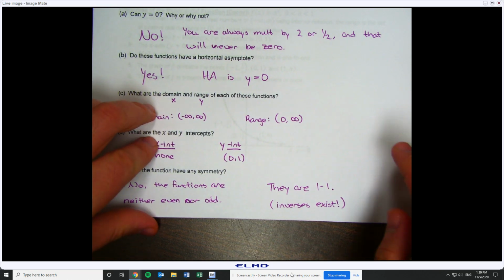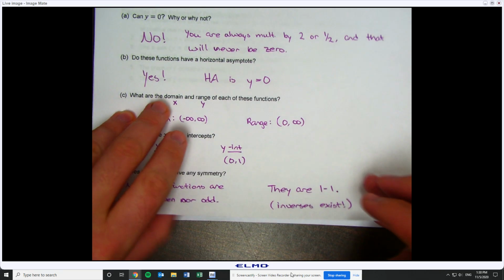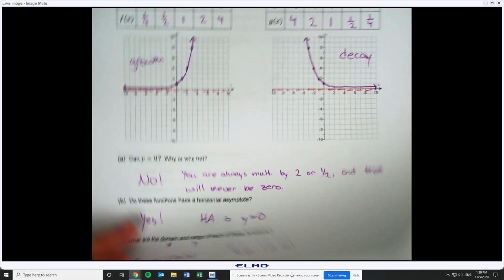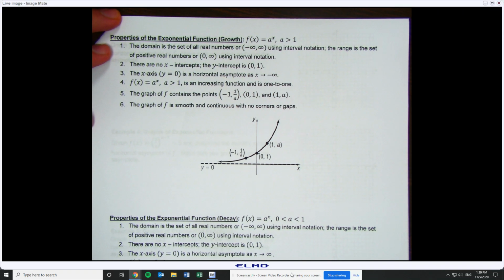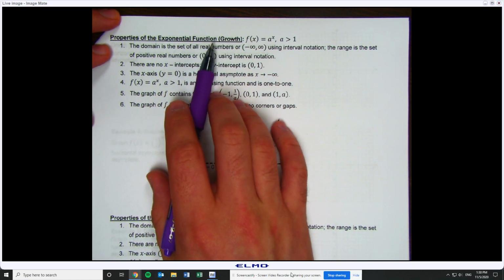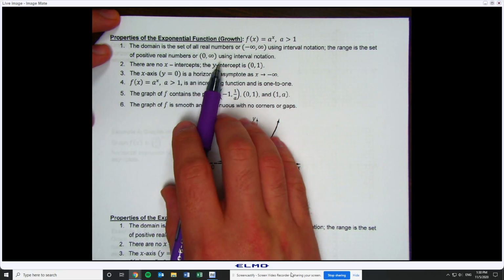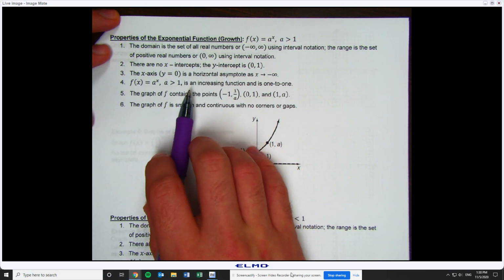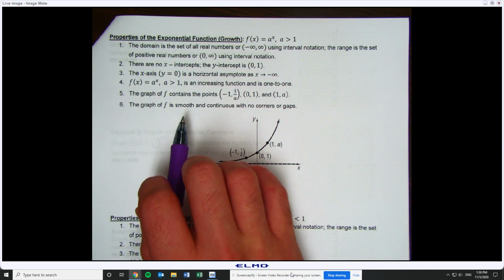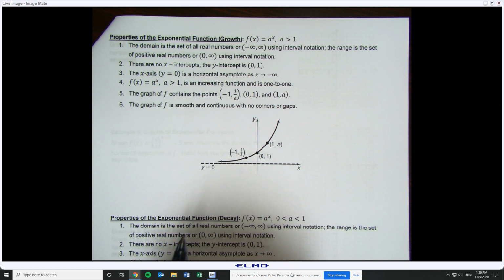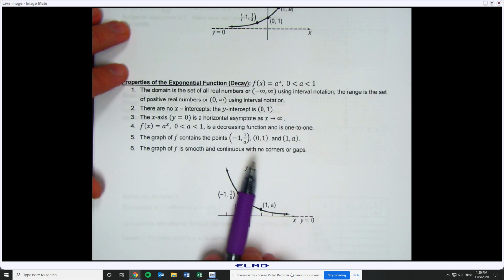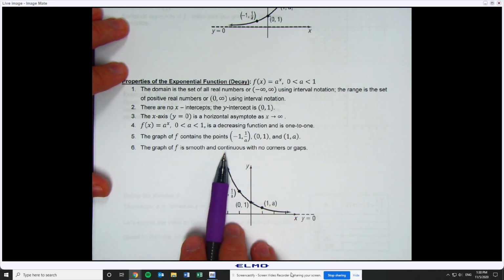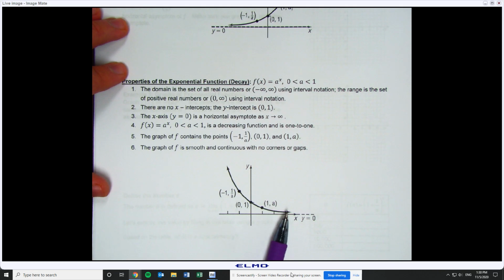All right, so we just talked about a lot of properties just from looking at the graphs. And on this next page, I tell you exactly all those properties yet again. So right here, if you have a growth function, we know about the domain and range, we know the intercepts, we know asymptotes, we know increasing and 1-to-1, and we also saw some points that are always on there. So this is what increasing is going to look like. In decreasing, we have all the same properties, and we have an example of what it looks like.